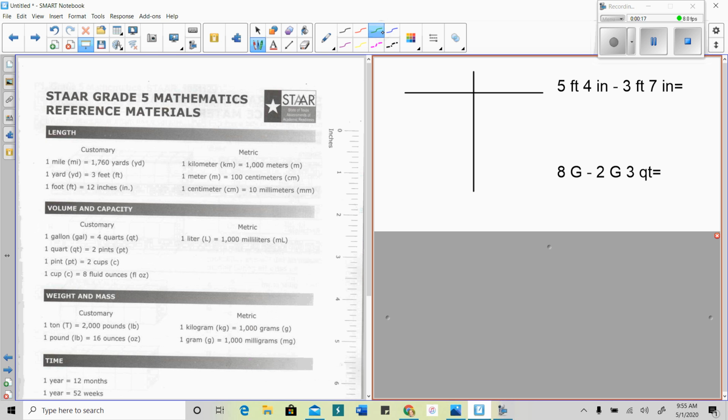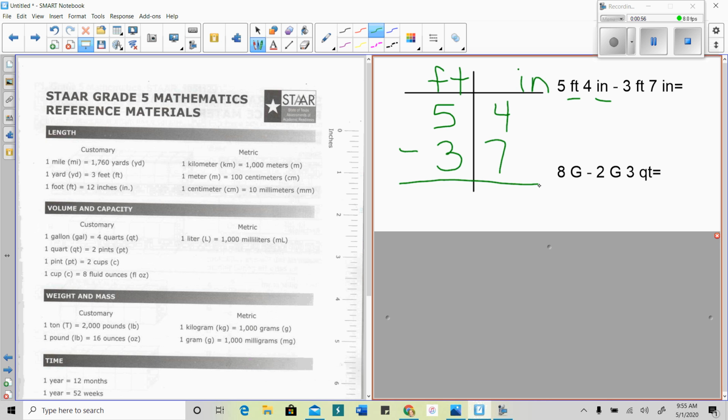So the first problem we're going to practice here is 5 feet 4 inches minus 3 feet 7 inches. So the two units that I have here are feet and inches. So on the top of my chart, I'm going to put feet on the left, and I'm going to put inches on the right. Okay, so I have 5 feet 4 inches. So the 5 goes with the feet, the 4 goes in the inches, and I'm going to take away 3 feet 7 inches. Now I need to treat the two separate sides of the chart like two separate problems.